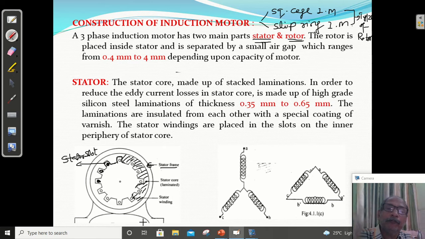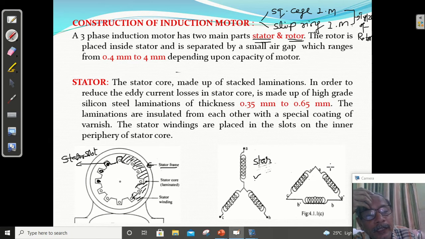So classically, we can say two parts in case of induction motor. One is the stationary part called as stator, and the other is the rotating part. Now this stator winding may be star type, star connected, or delta connected. So stator winding may be star or delta.